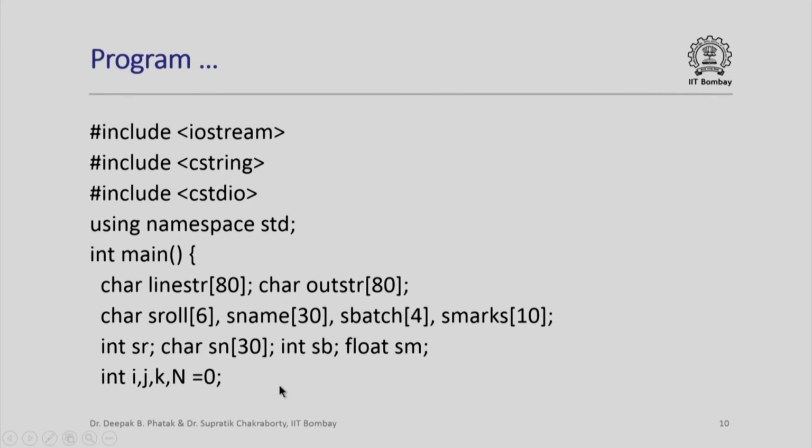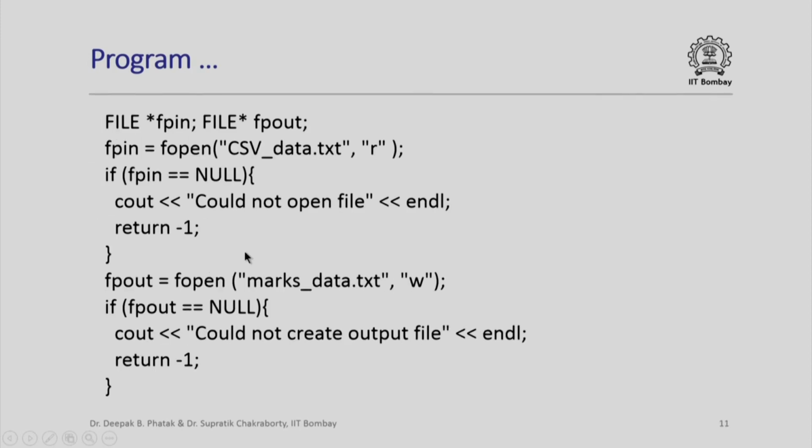i, j, k, n, etc. are the standard index variables. First, some housekeeping about files. We declare file pointers, as you know, FILE star fpin, FILE star fpout. So, fpin and fpout are the names of the pointers which we shall use internally, but we must associate these names with external file names.